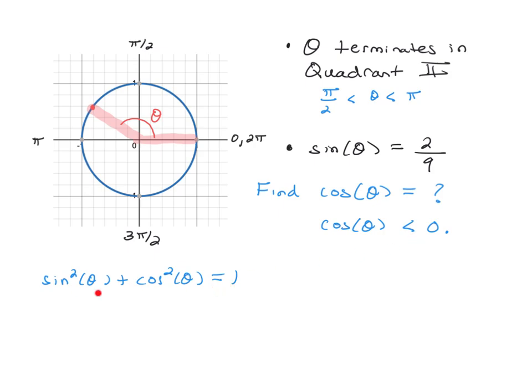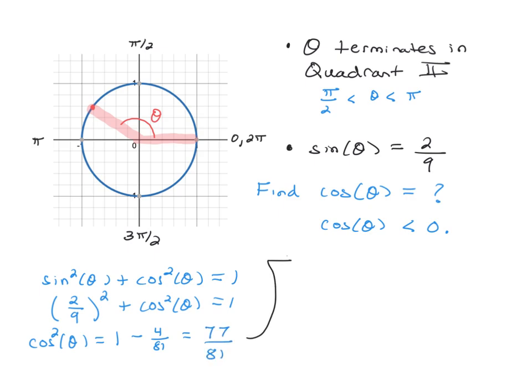So let's actually see that happen from this identity. In place of sine, I'm going to replace it with 2/9 squared. And I'll write cosine squared of theta over here. This has to be equal to 1. To solve for cosine squared theta, I'm going to subtract 2/9 squared to the other side. This means that cosine squared of theta is equal to 1 minus 2/9 squared, which is 4 over 81. And if you subtract 4 over 81 from 1, you get 77 over 81.